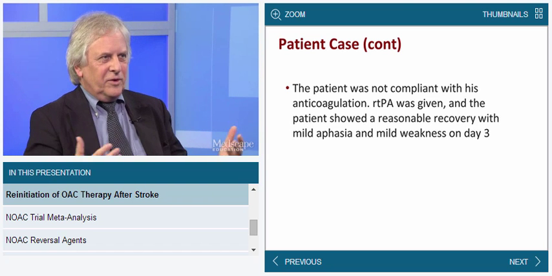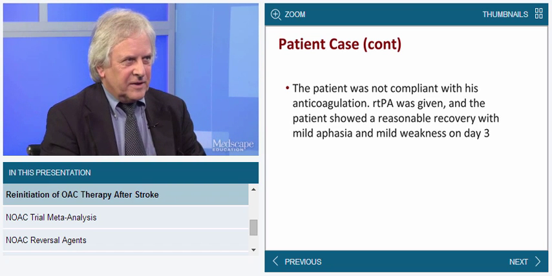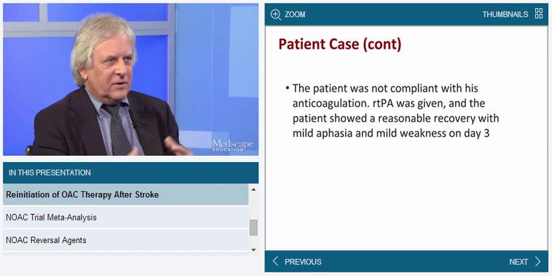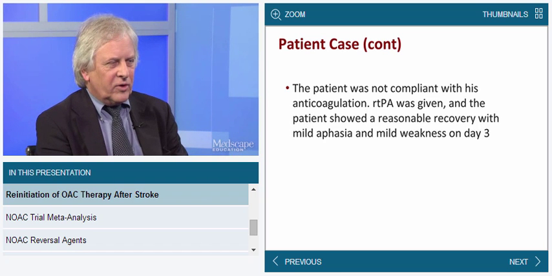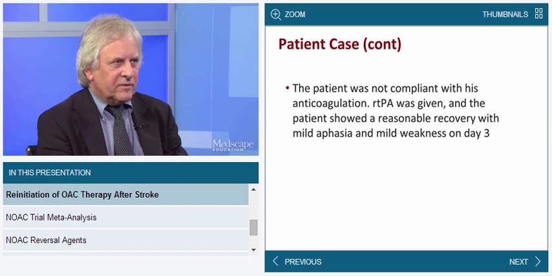Well, here the issue is that we do not have scientific data to guide us. The background is that in all of the randomized trials where the non-vitamin K oral antagonists were compared with warfarin, people who had a stroke in the last 4 weeks were excluded. So all I can give you is expert opinion.